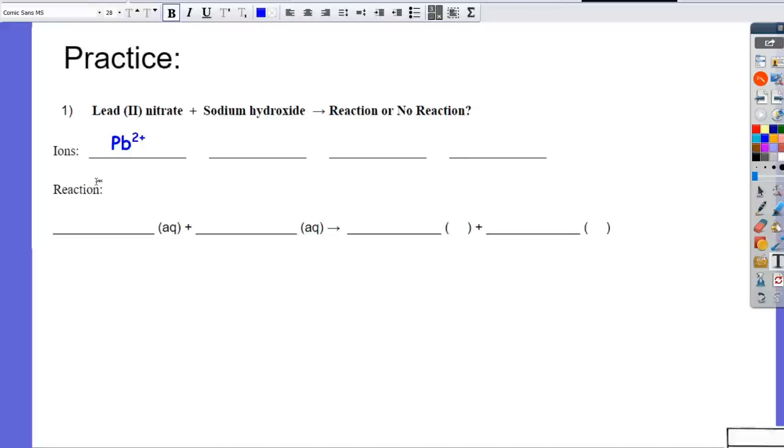Next, I have nitrate. Since it ends with ATE, that means it's going to be on my common ion chart. When I find nitrate on my chart, I can see that its formula is NO3 with a -1 charge. Now I have sodium and hydroxide. So sodium, there's no Roman numerals, so there's a good chance it's in one of those first two groups. And there it is. My symbol for sodium is Na, and it's in group 1, so it has that +1 charge.